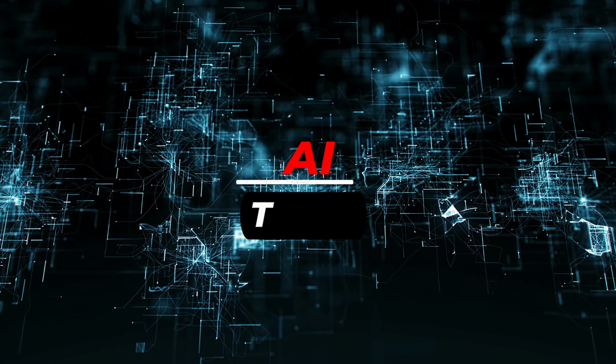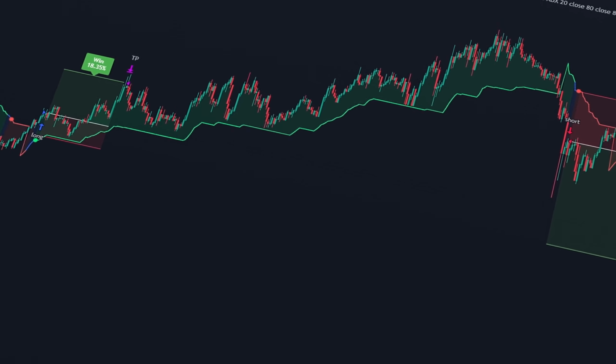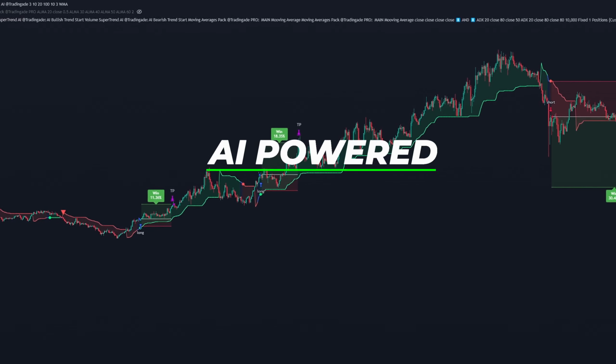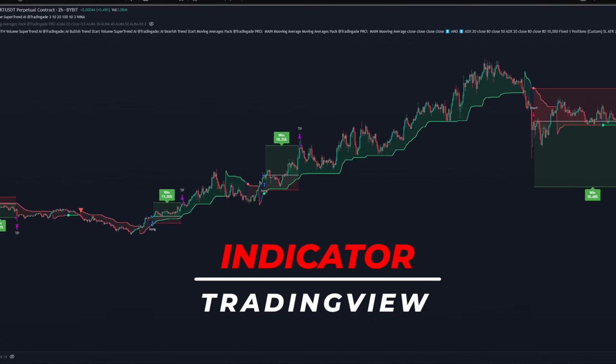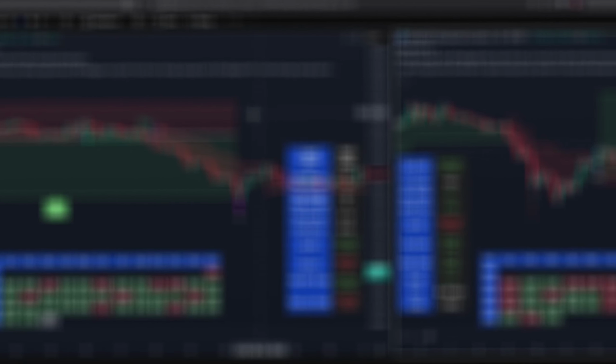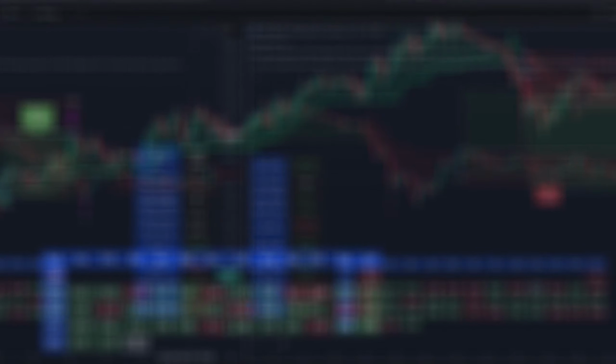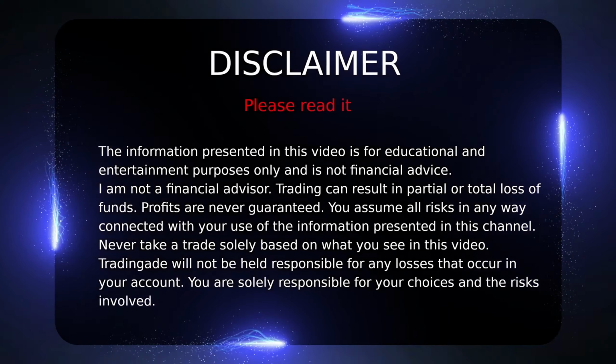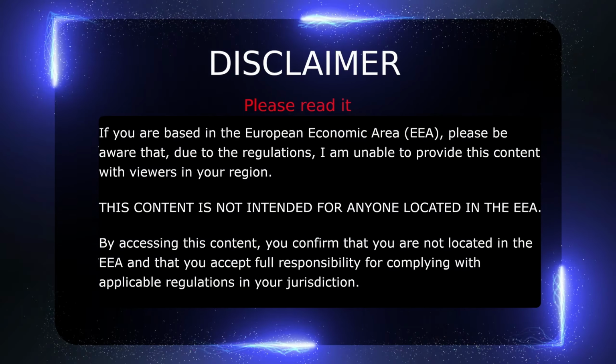Today we are putting AI to the test. We're gonna build and backtest a strategy using an AI-powered indicator on TradingView. But here's the real question: is AI really better? We'll break down the backtest results, analyze the real data, and see which one is the best. Will AI revolutionize trading, or is it just hype? Let's find out, and let's jump straight into it.